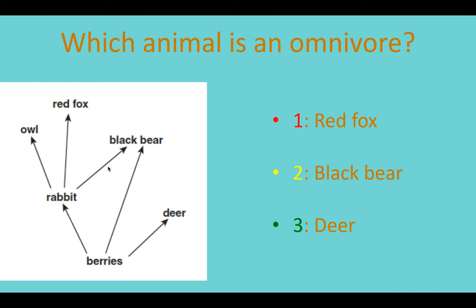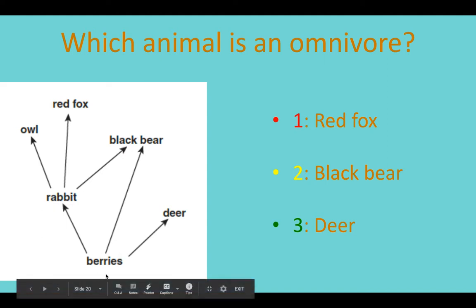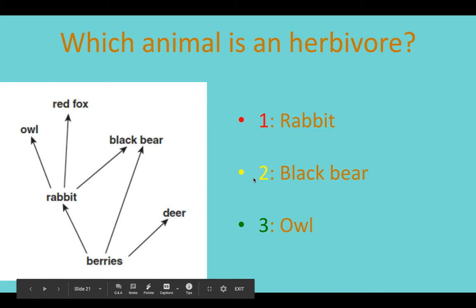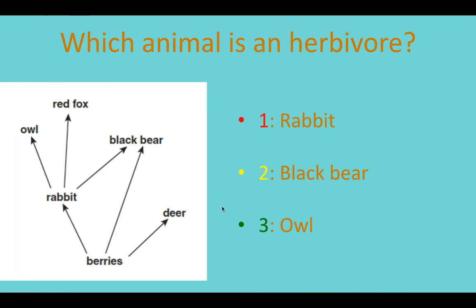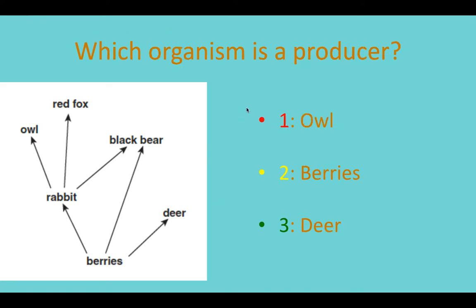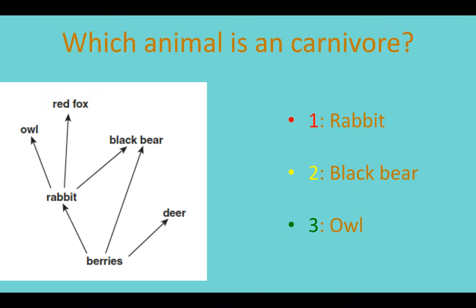The black bear, right? So we see the black bear eats the rabbit, but it also eats berries, which is a producer. Which animal is an herbivore? The rabbit. Which organism is a producer? And which of these animals is a carnivore? The owl. I know a lot of us want to say black bear because we see it coming from the rabbit, but the owl is the only true carnivore here.